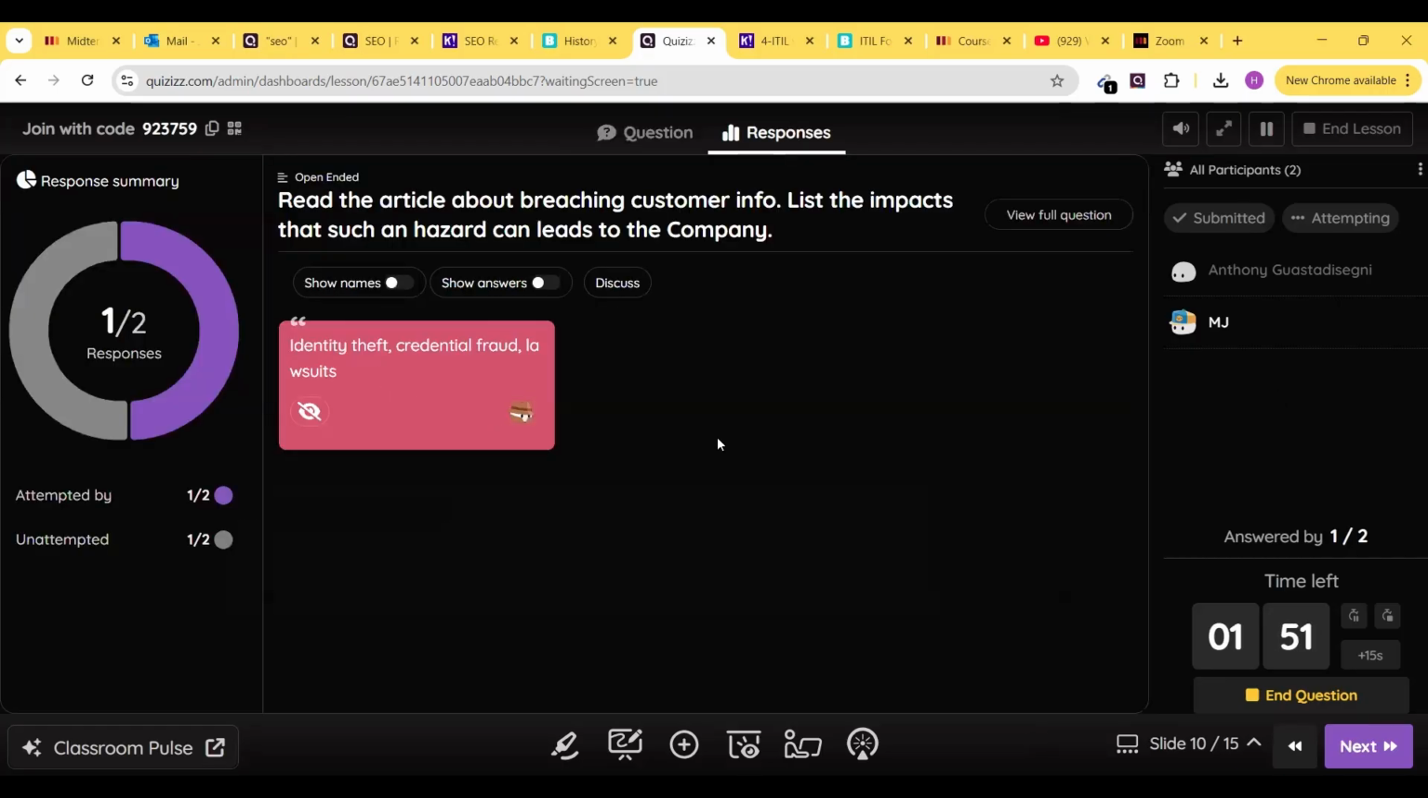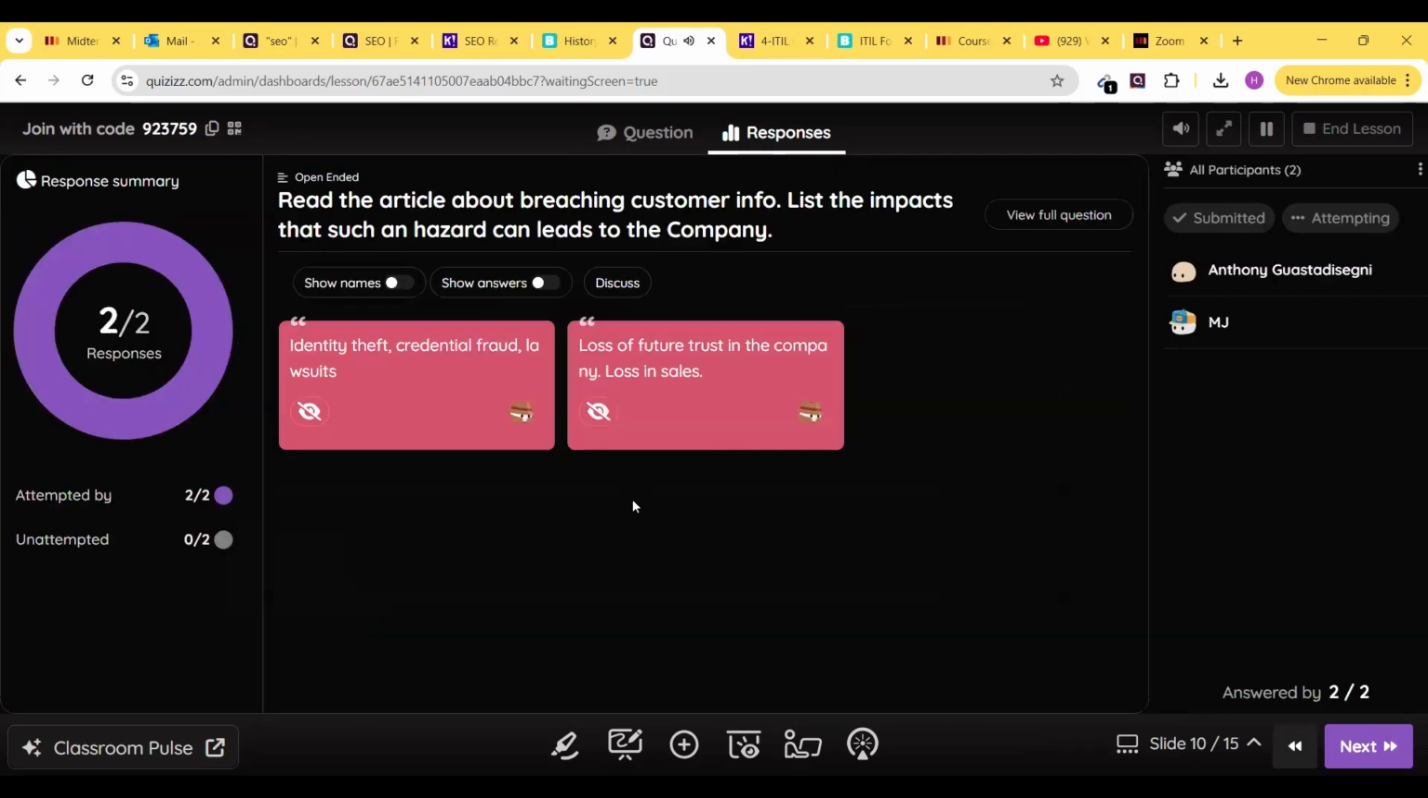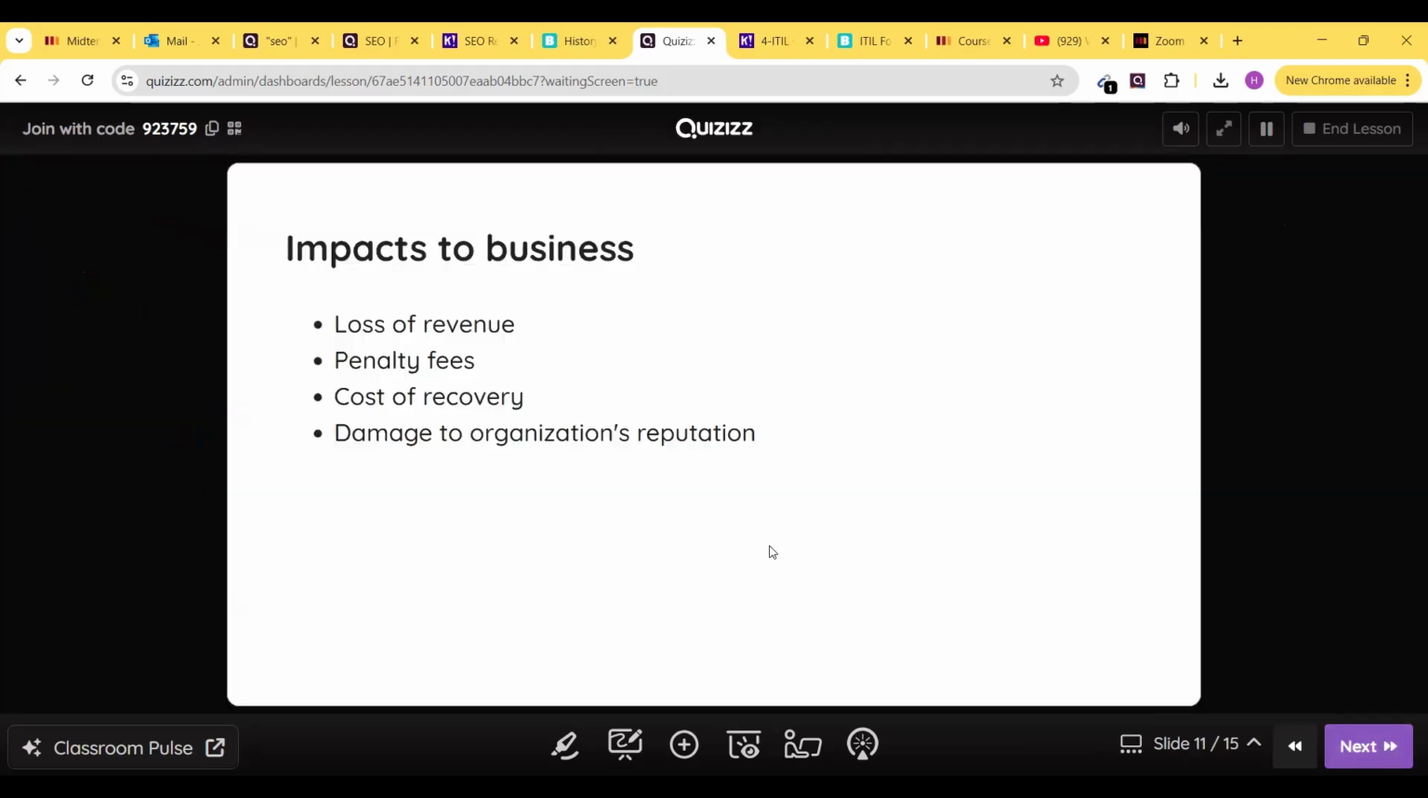So we got identity theft, credential fraud, lawsuits. All that information could lead to all of that. People could sue the company because they didn't keep protection of this data. Then loss of future trust in the company, loss of sales. Great points. Customer retention will become a problem. So impacts to the business: loss of revenue, penalty fees, cost of recovery, damage to the organization's reputation.